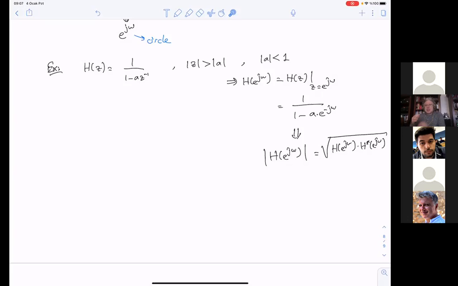So it has a peak at omega equal to 0, and it also reaches a peak when omega is equal to 2 pi. But when omega is equal to pi, e to the minus j pi is equal to minus 1. So the overall expression will be 1 over 1 plus a, which is the smallest value.